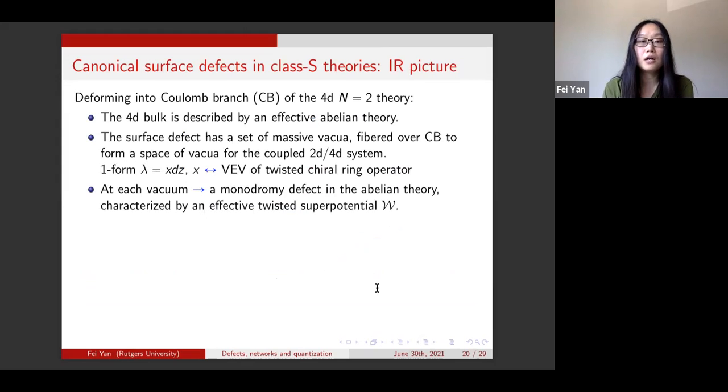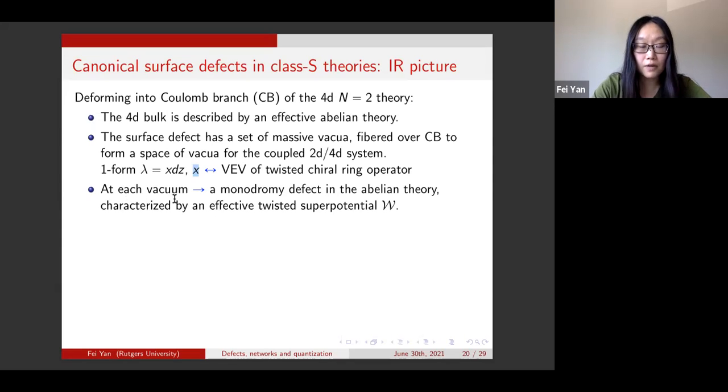As we said earlier, the 4D bulk theory is described by some effective Abelian theory, and correspondingly, the surface defect has a set of massive vacua, and those vacua are going to be fibered over your 4D Coulomb branch, and they are fibered non-trivially to form some space of vacua for the coupled 2D-4D system. And moreover, on this fibration structure of the space of vacua, there's a natural one form, lambda, which I write as x dz, because z is like the FI parameter for the surface defect theory, where x could be physically interpreted as a vev of the twisted chiral ring operator on the corresponding vacuum.